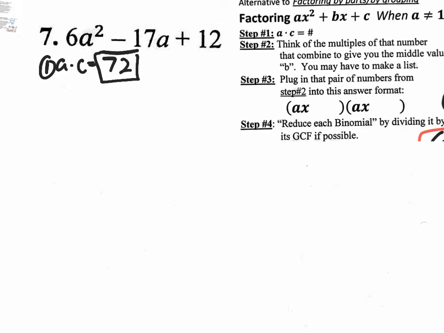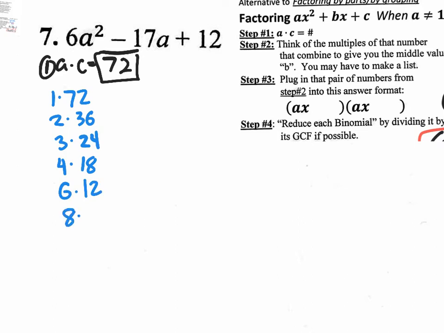Then we think of the multiples of 72. 1 times 72, 2 times 36, 3 times, calculator, 72 divided by 3. We get 24, so 3 times 24, 72. 4, let's see, 72 divided by 4 on a calculator is 18. So 4 times 18 is a possibility. 5 doesn't work. 6, 6 times 12 is 72. 7, 8 times 9 is 72. Those are all the possible ways of getting 72. Now, which pair of numbers combines together to give us negative 17?